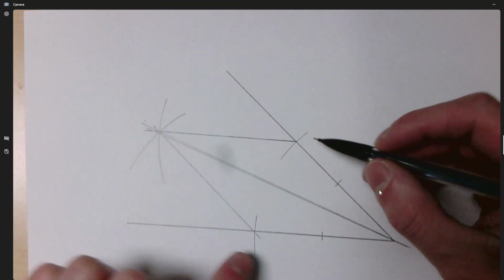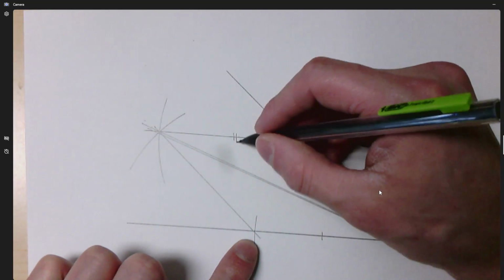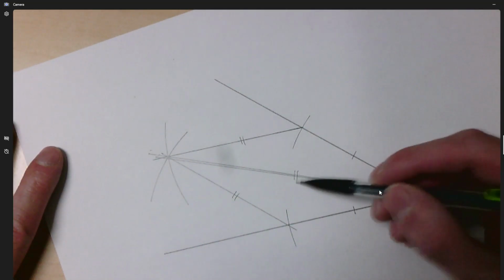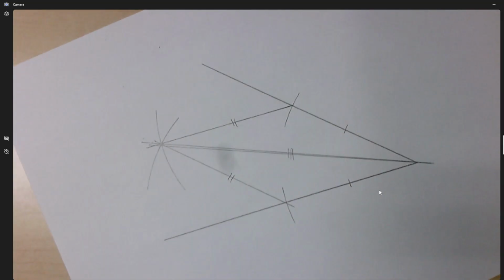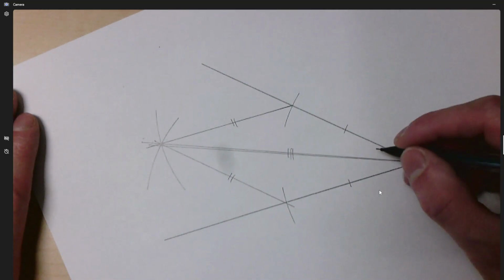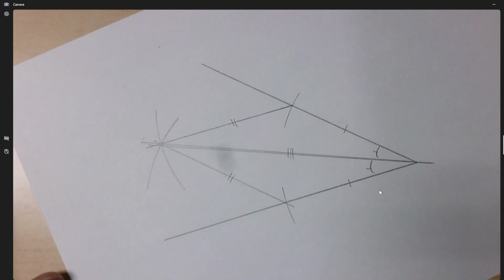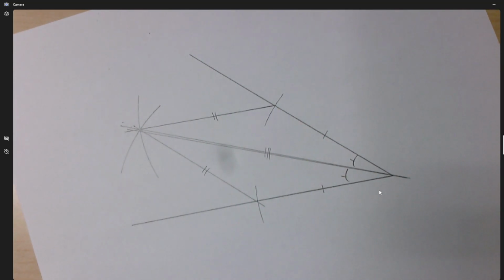But because I kept the radius of my compass the same when I made these two marks, this line segment will be congruent to that line segment. And there's two triangles here. They share a side in the middle. So because of the side-side-side theorem, we know the triangles are congruent, so their corresponding angles will be congruent. So that's why it works, and that's the process of doing it.